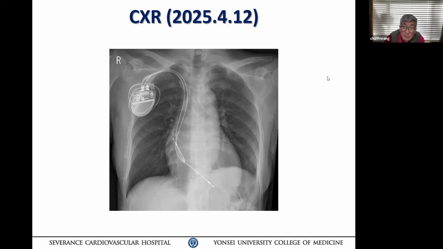Other than that, I think there's not much to show here. Chest X-ray shows a typical left ventricular hypertrophic pattern. Nothing else I see.